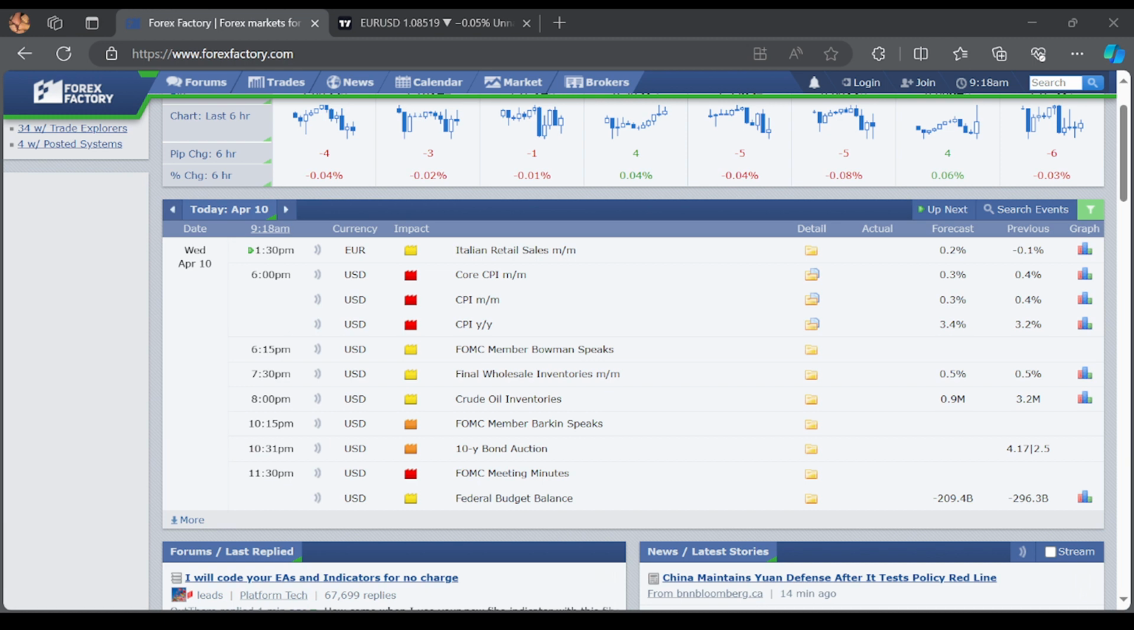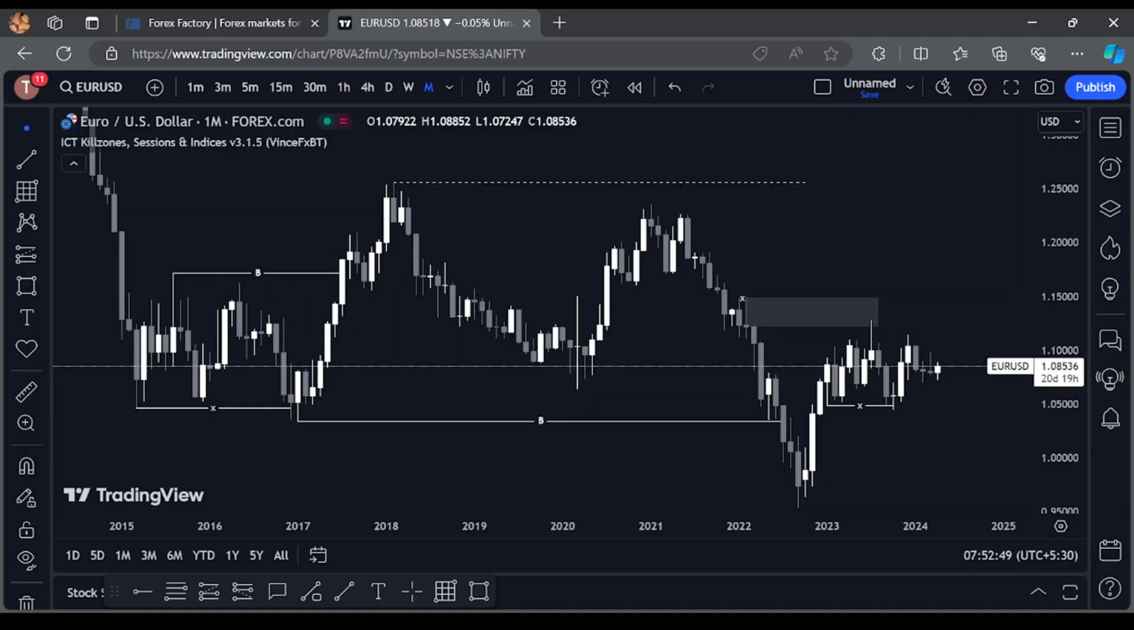I'm anticipating the price to be quite volatile, so be cautious around these levels since they could be high spread and high volatility areas. So now let's move to the charts.